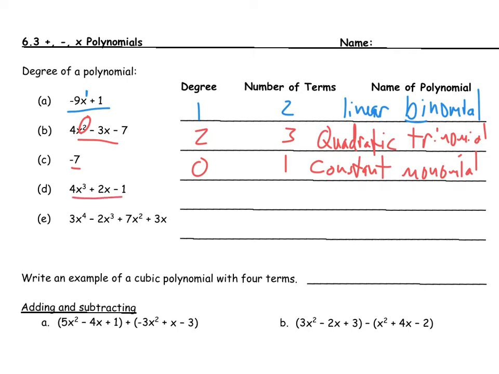Okay, here we have 3 terms, so that's going to be a trinomial again. It has a degree of 3, that's the largest power. So a degree of 3 is a cubic. So it's a cubic trinomial.